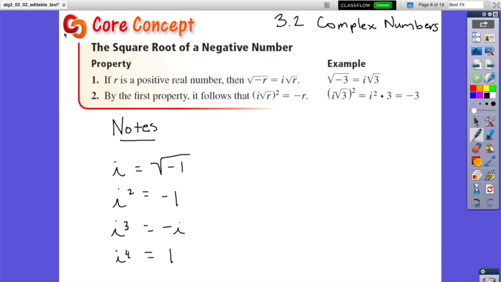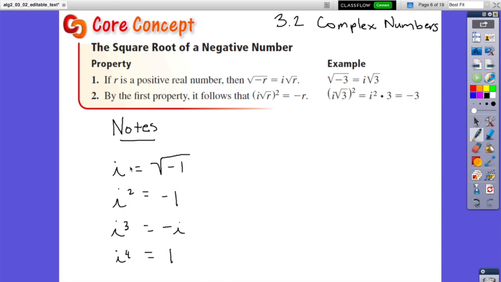We're starting section 3.2, complex numbers. There's nothing to be afraid about it, but it's definitely something new. So first I need you guys to take notes. I've written my notes here. Here's the core concept that's in your book and in your journal.